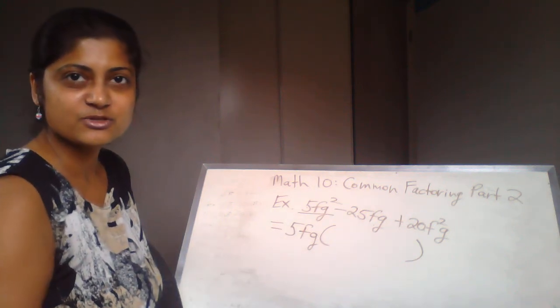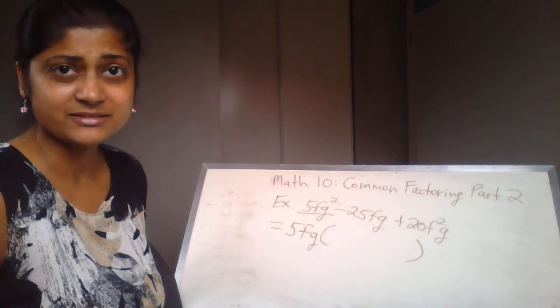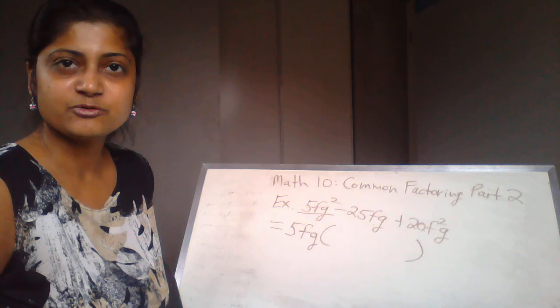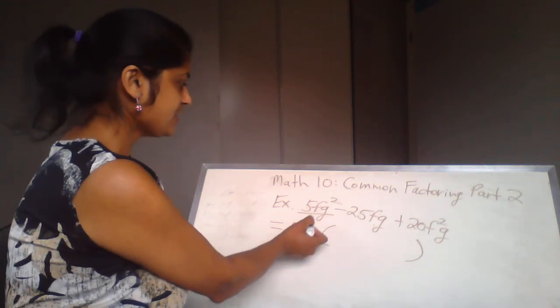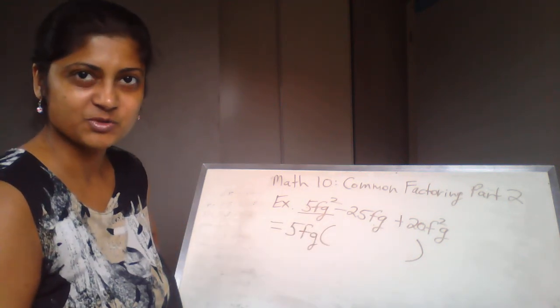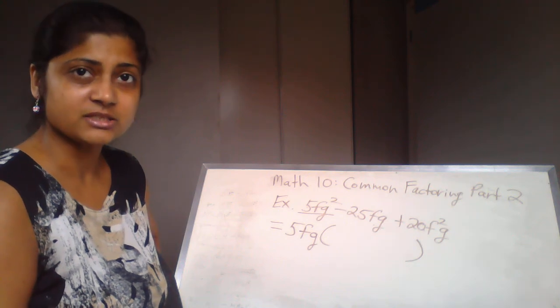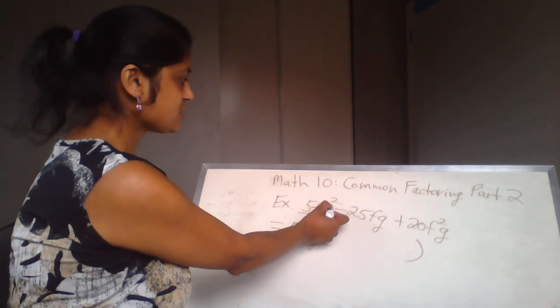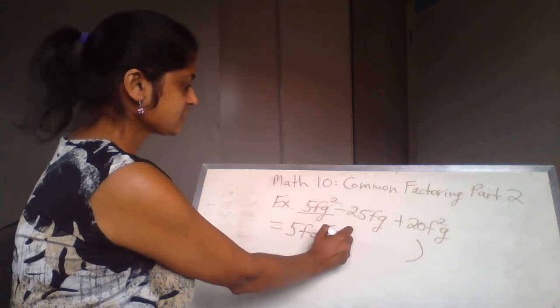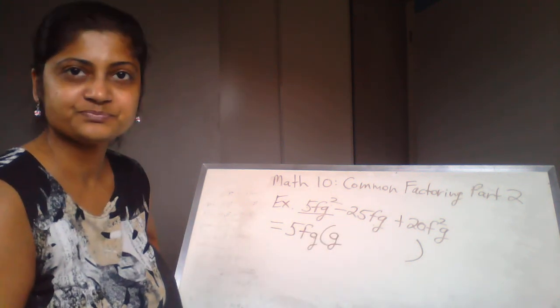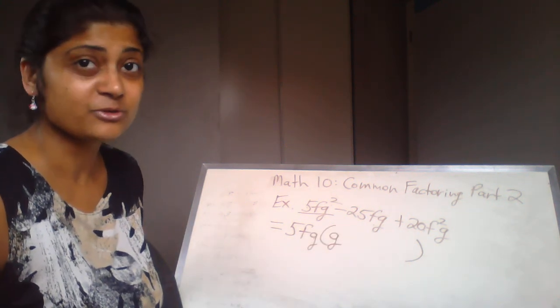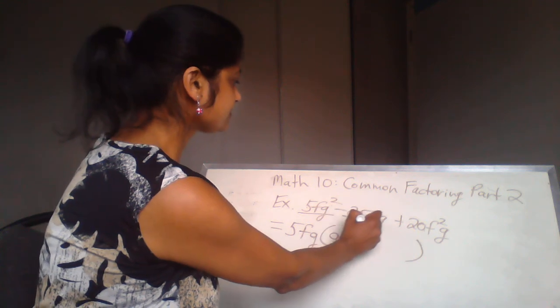So let's look at this first term here. I took the 5 outside, okay? And then if you look at the f, it's going to be 1 minus 1. The f is gone, okay? If you look at the g, the g is going to be 2 minus 1. So there's 1 g left still. Everyone see that? So we're going to go through it really slowly, okay?